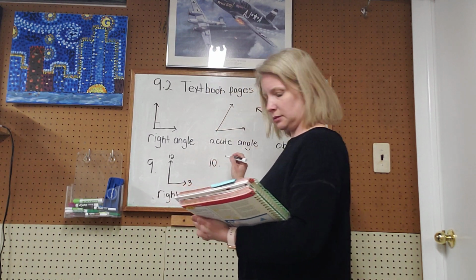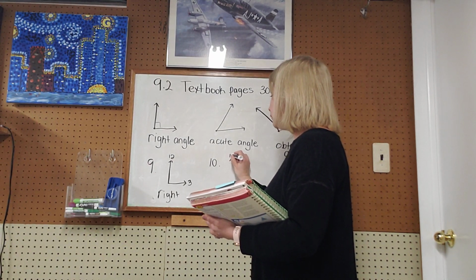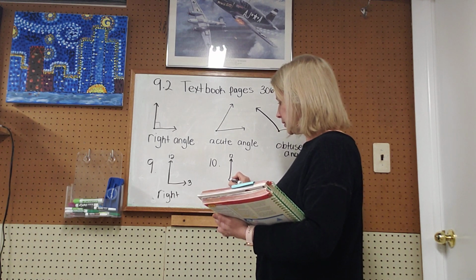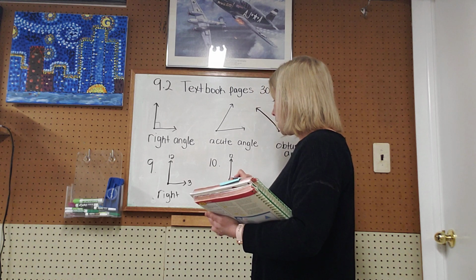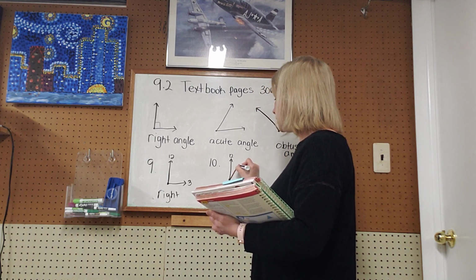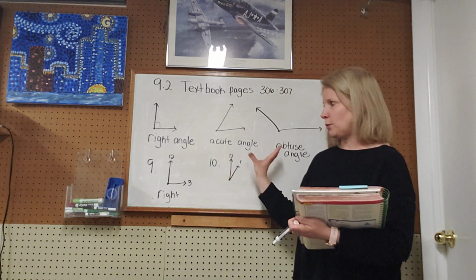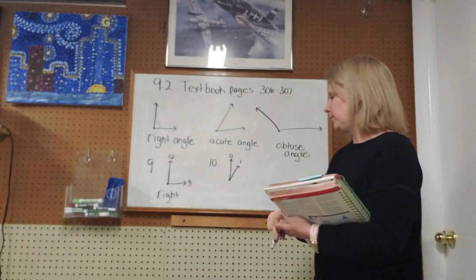Number 10, let's look at those hands. One hand is up at the 12. Here's our point that it starts at for the rays. And the next hand, the little hand, the hour hand, goes up to the 1. And it's smaller than the right angle. So it's cute. It's a cute little angle. It's acute.